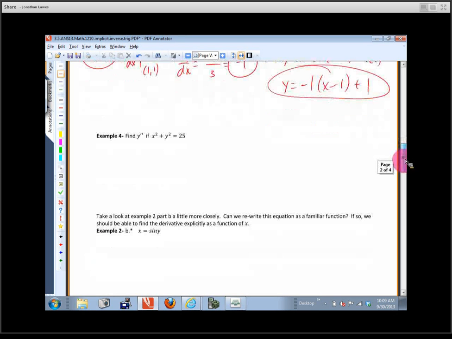So let's take a look at this example right here. Although we haven't got much use for the second derivative yet, we have talked about it. We know that if you've got a position function and you find the first derivative, you get velocity. And if you find the derivative of velocity, you get acceleration. In Chapter 4, we'll talk more about what we can use higher order derivatives for, and you'll study higher order derivatives a lot more when you're in Calc 2. But for right now, we just want to find y double prime on this particular one. So let's think about how you do that.